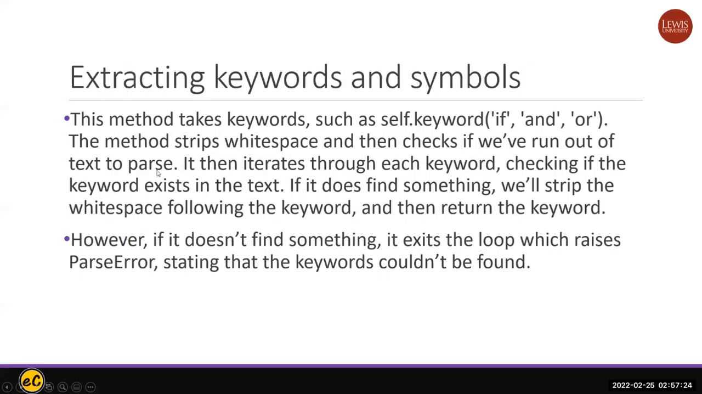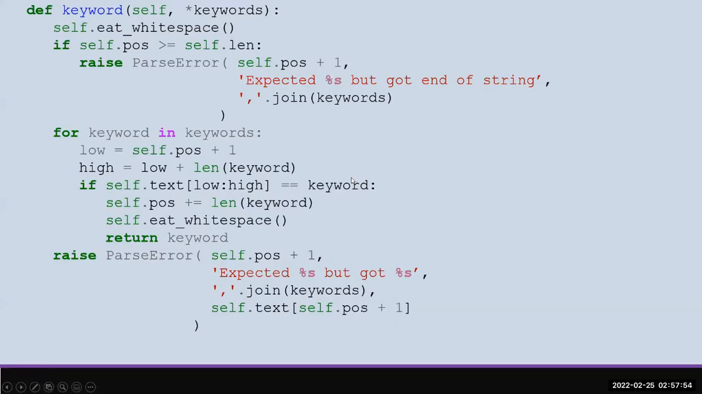And if we don't run out of text to parse, then you iterate through each keyword and check if the keyword exists in the text. If it finds it, we strip the white space following the keyword and return the keyword. If it runs out of space, it means that the keyword is put into the wrong location. If it doesn't find anything, it raises a parse error stating that the keyword doesn't exist. You need to have a keyword somewhere, but your keyword is not found, then you will return an error.